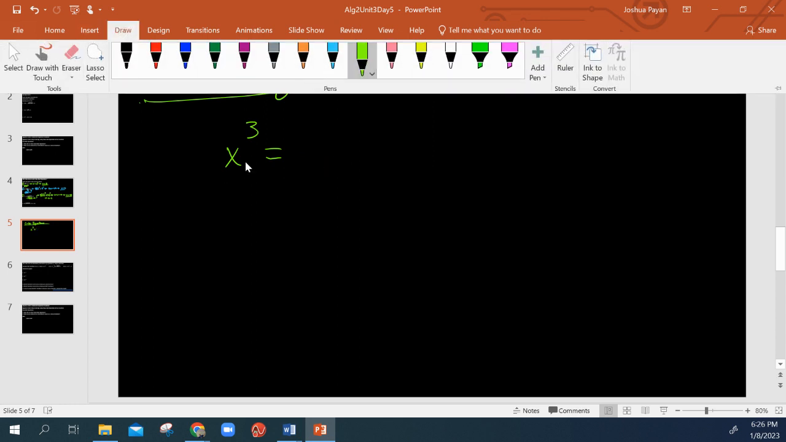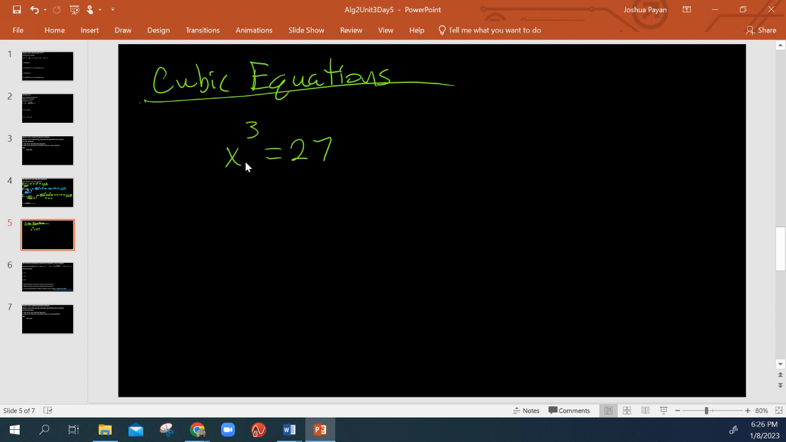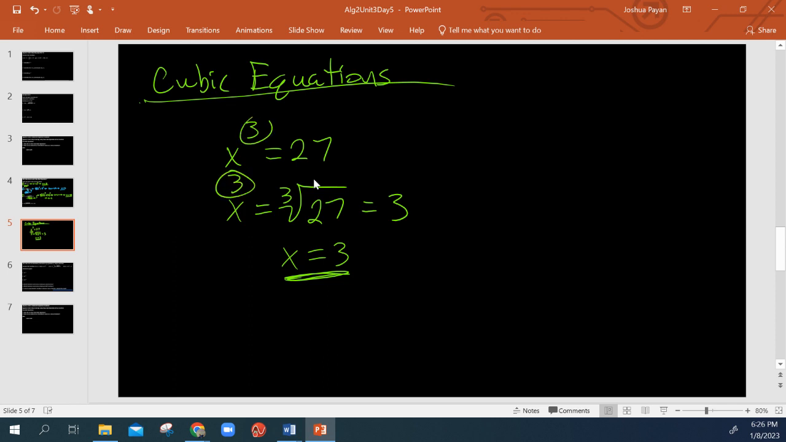So x to the third power is equal to 27. Okay, well, we're going to do the inverse of cubing, which we know is to take the cube root of both sides. And we, of course, know the cube root of 27 is going to be equal to 3. So this means that x is 3. And the reason for that is because 3 to the third power does, in fact, give us 27.